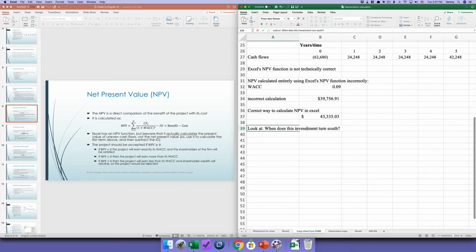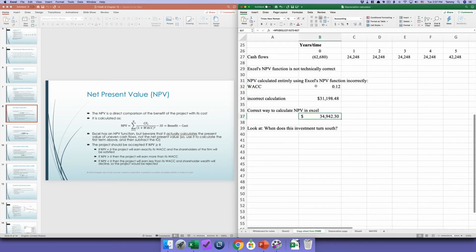Okay, so we want to know, first of all, let's say the net present value of 0, we can see how the net present value changes when we change our discount rate, right? So if we say it's a 12% required return, now it goes down, okay? Let's say it's a 15% required return. It continues to go down. So at what point is our net present value 0?